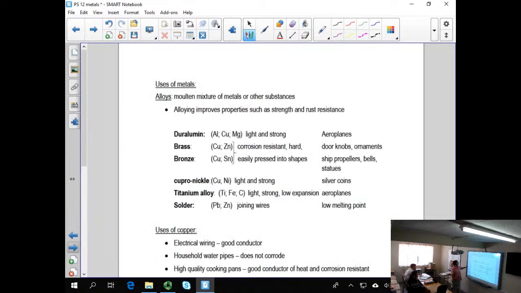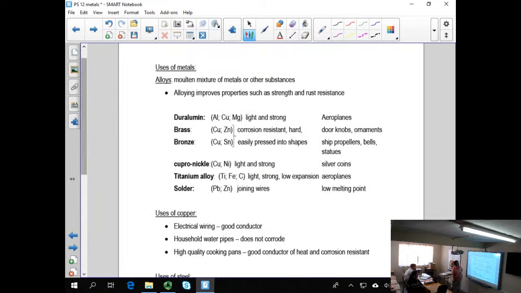There's my diagram. Uses of the metals. Alloys are molten mixtures of metals. When we make an alloy, it tends to improve properties like strength and rust resistance. The change in the properties is fairly easily explained.